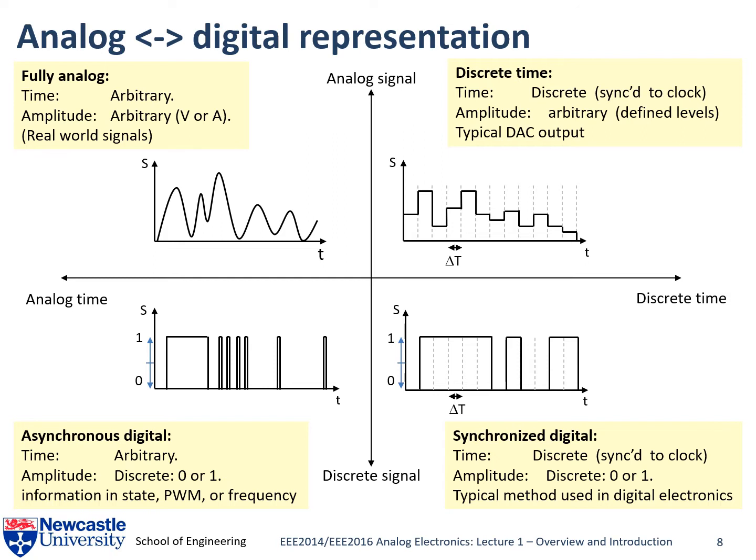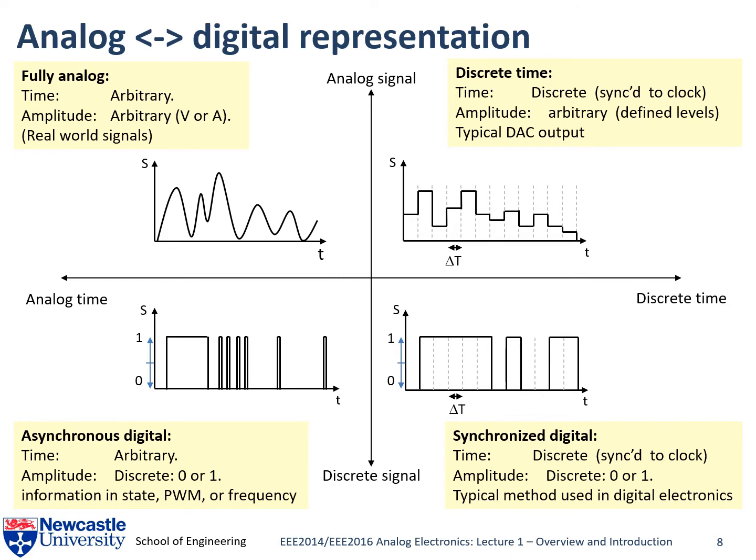So starting at the top left, in a fully analog representation, we have a traditional signal that varies both in time and amplitude. So that could be a sound wave, for example. As I go across the page, I can convert that by discretizing it, changing the levels of the signal into a number of discrete levels. That's a common way that I might convert an analog signal into digital through using a digital to analog converter circuit, and we'll see more about those later in the course.